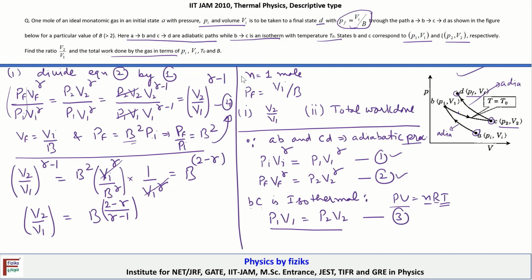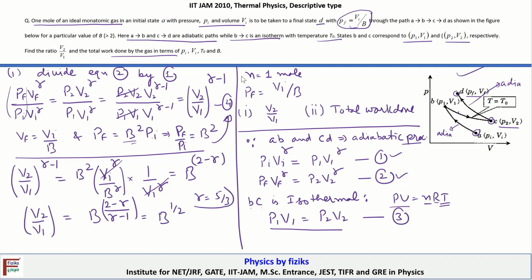Now let's move to the next page. Let me solve it here. If I plug in the value of gamma, because the gas given to us is a monatomic gas, so for a monatomic gas gamma is equal to how much? Gamma is equal to 5 by 3, and if we substitute the value of gamma here, the exponent of V will be simply 1 by 2.